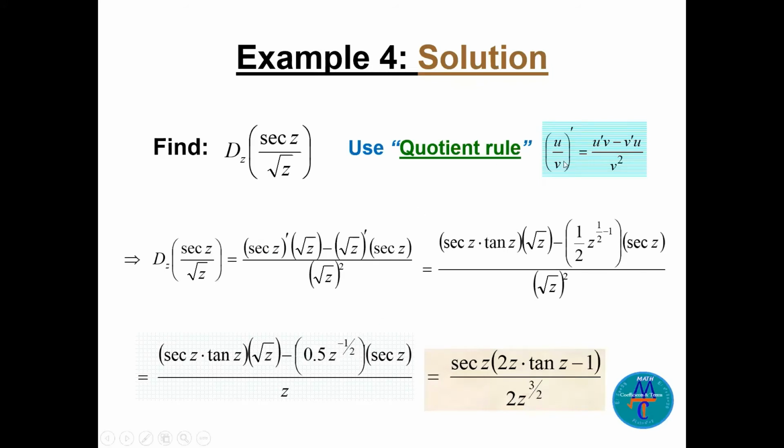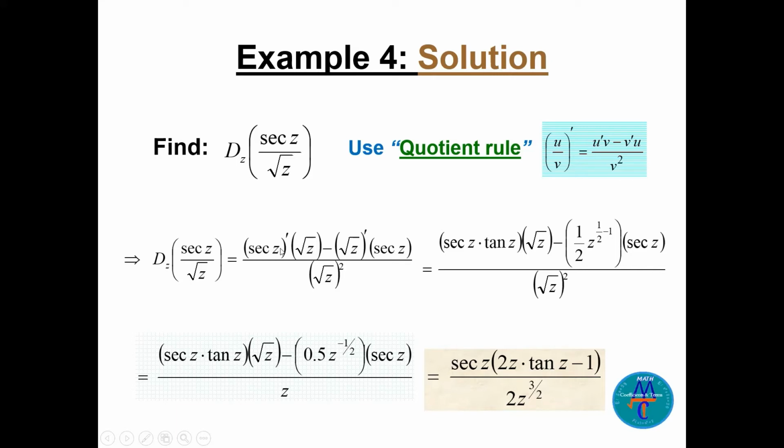Let's use the quotient rule here also, because we have something over something. The derivative now: u prime, the derivative of the secant z prime times square root of z, minus the derivative of the square root of z times the secant of z, which is u, over all this squared.